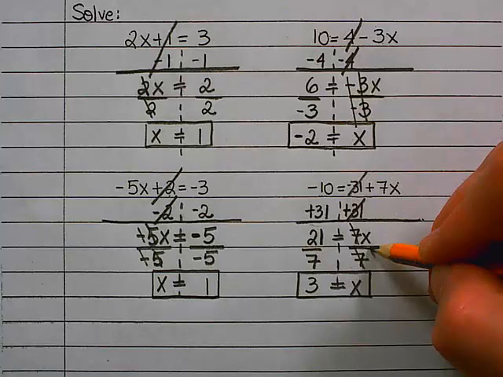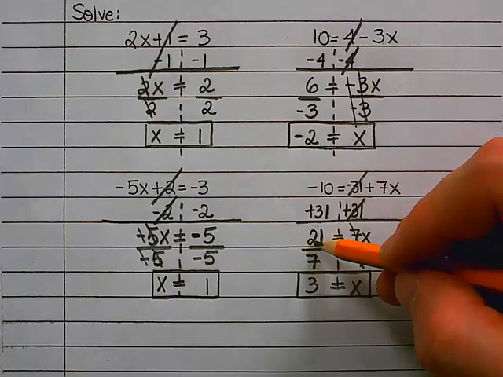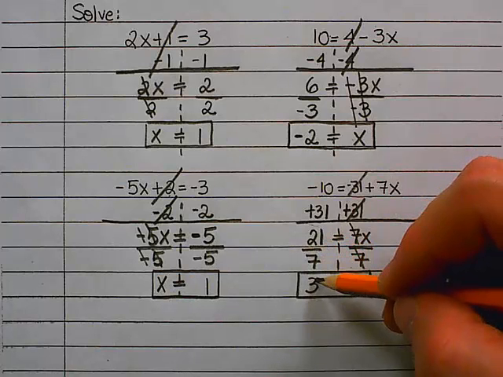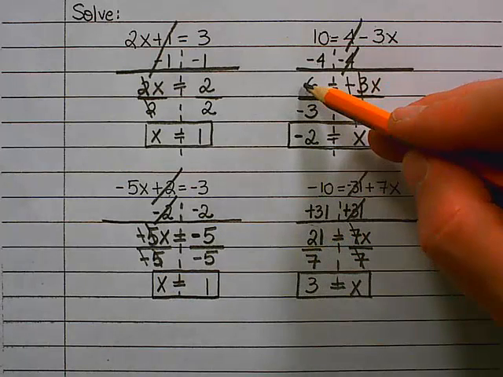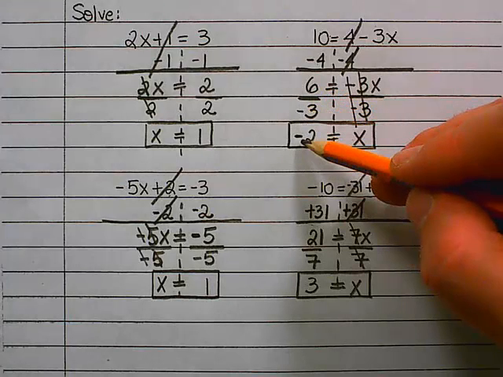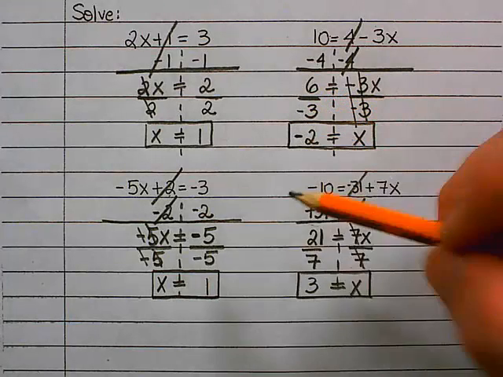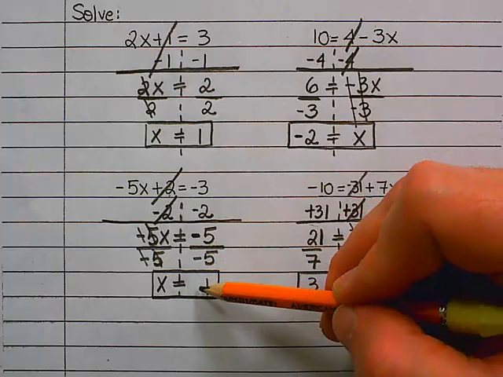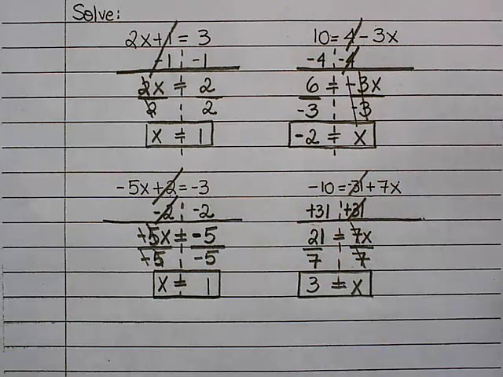The little line reminds me that this is division. So that means I'm using a different set of rules, which is: a positive divided by a positive is a positive. A positive divided by a negative is a negative. A negative divided by a negative is a positive. And also, a negative divided by a positive is a negative.